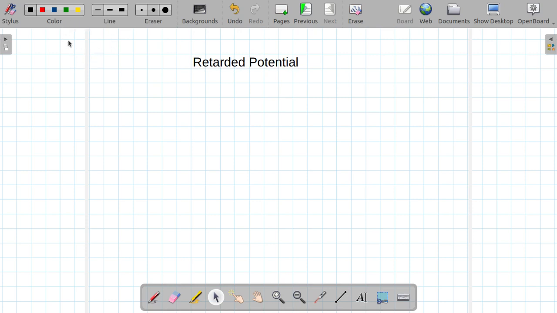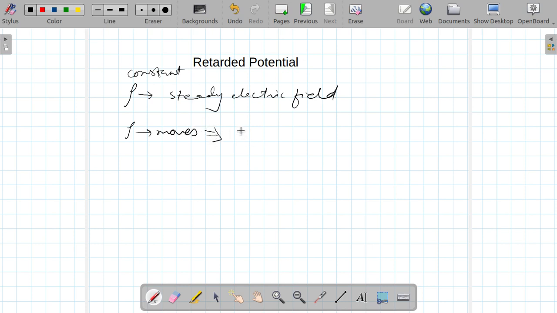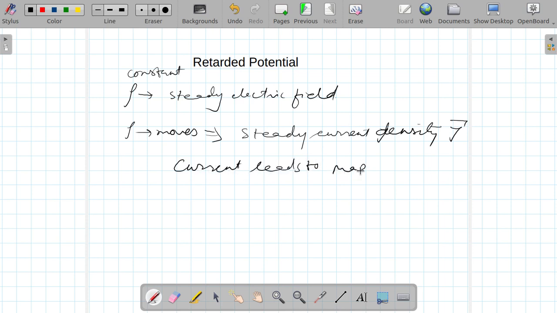So as we know, the current density and charge density give rise to a steady electric field if it is constant, means if it is not changing. Then if it moves, it leads to or gives rise to a steady current. Simply we can say that the steady current density, represented by J, leads to the magnetic field.